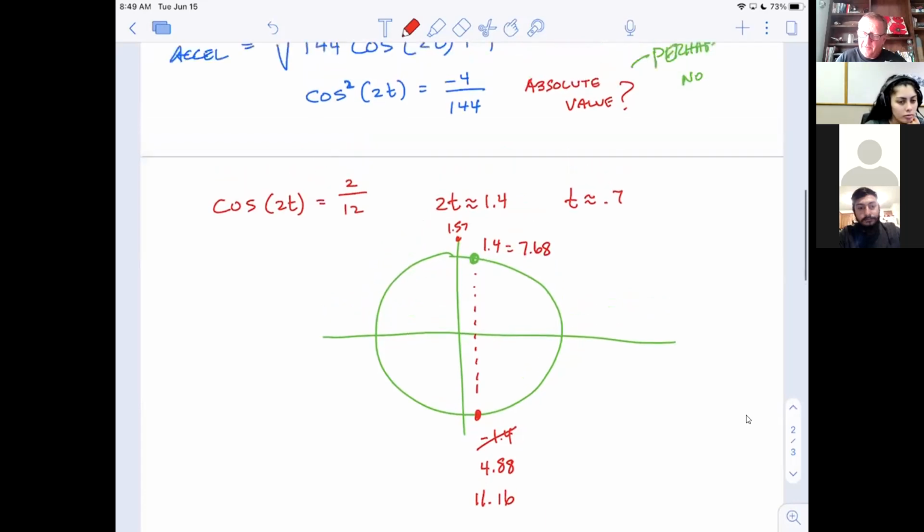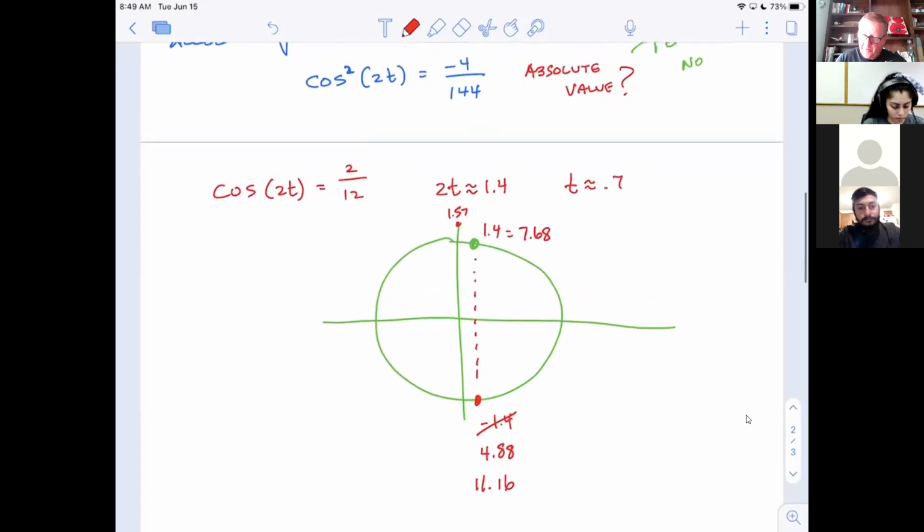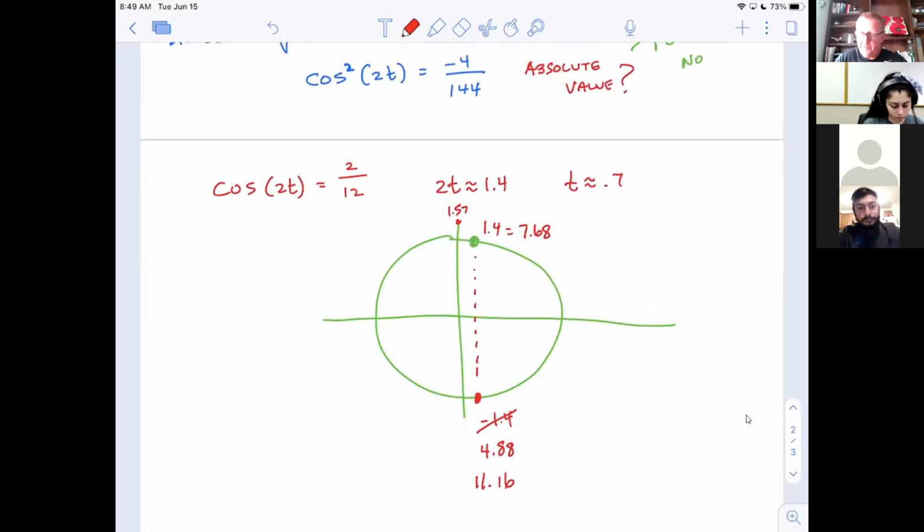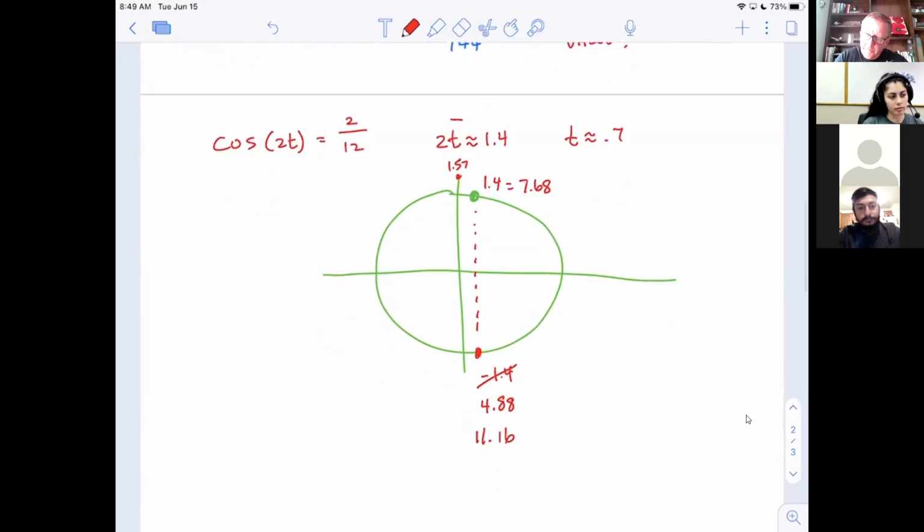So again, this doesn't seem to be working just because that didn't match what we saw in the graph. The time of 0.7 was not one of the correct times. But remember, this is equal to 2t, and so I'd have to divide every one of those by 2. So I should get t is 0.7. And if I take 7.68 and divide it by 2, that's 3.84. For the ones on the bottom, if I divide 4.88 by 2, I get 2.44. If I divide 11.16 by 2, I get 5.58.